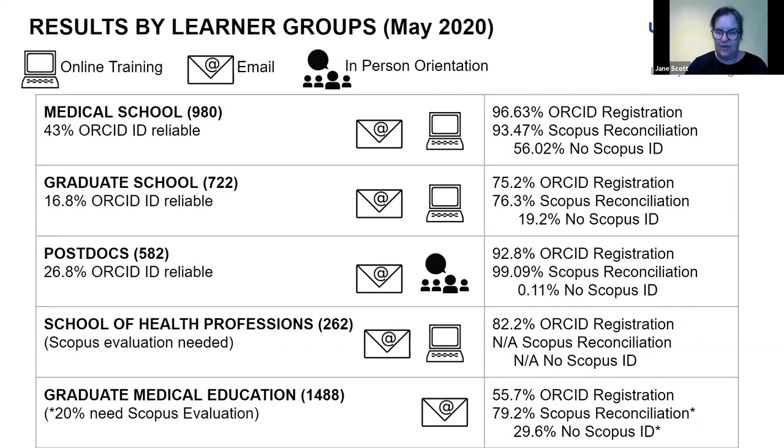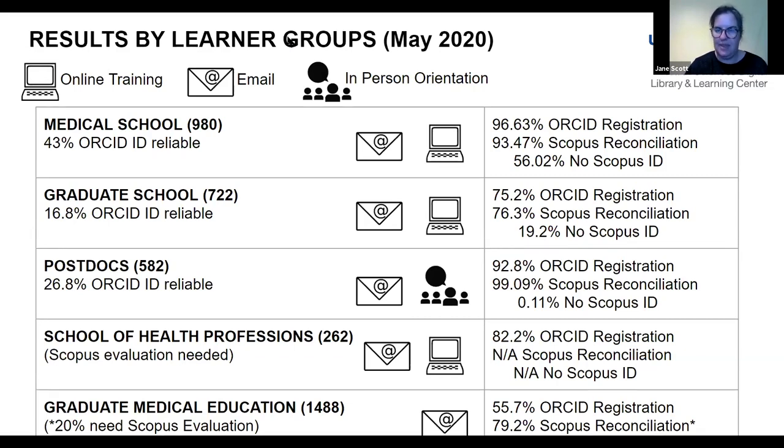And then school health professions, 70% of that was solely based on our online training module. We didn't do any email to that. All we had to do was create a module and then get it done. So that's really a testament to why I would suggest the online module. And then we have the graduate medical education, which I'm still in the middle of, and they kind of follow some postdoc and medical school patterns. Next slide, please.